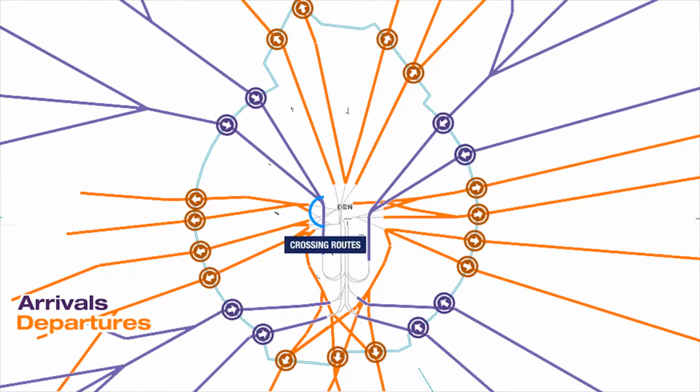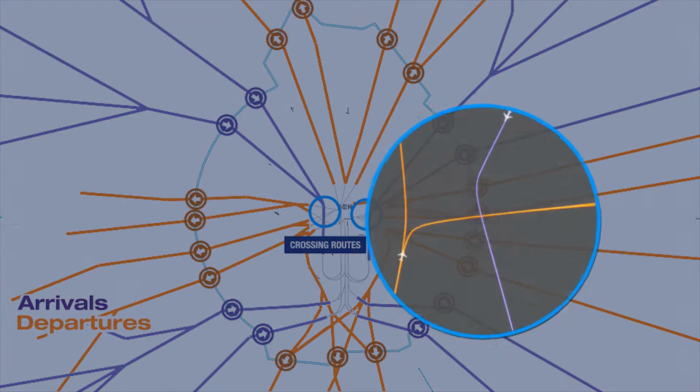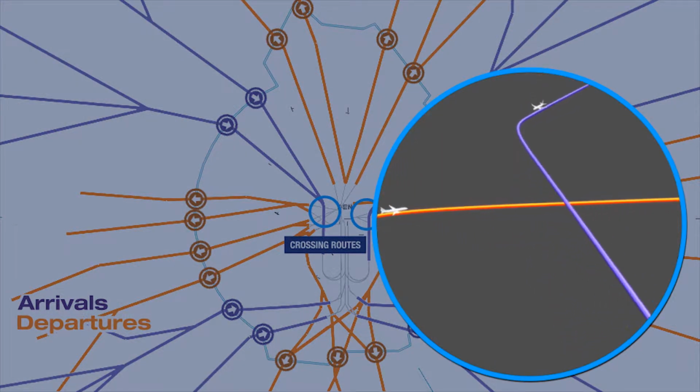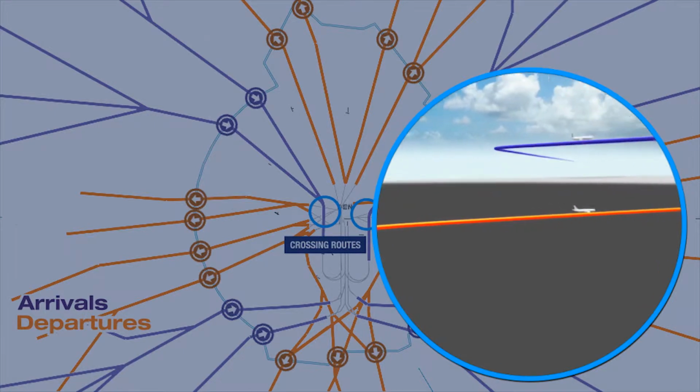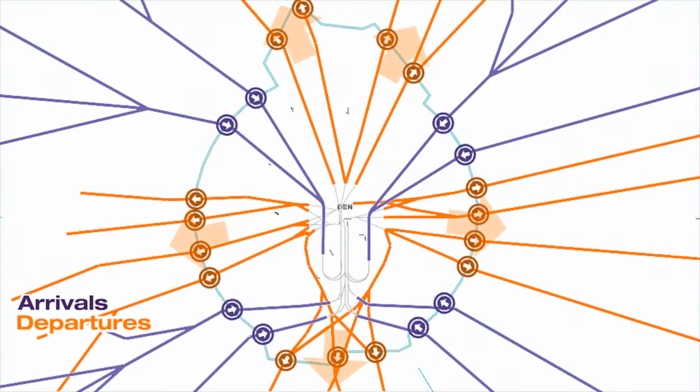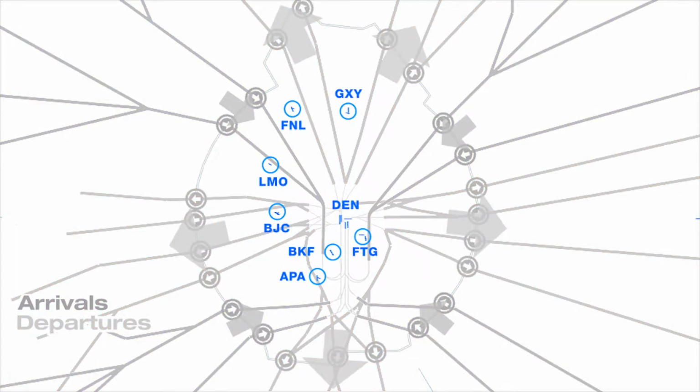The departures and arrivals have numerous crossing routes where the departures must be separated from arrivals. Controllers continuously manage and separate arrivals and departures simultaneously throughout the day. Adding to this complexity in Denver are the numerous aircraft operating at multiple surrounding airports in this crowded airspace.